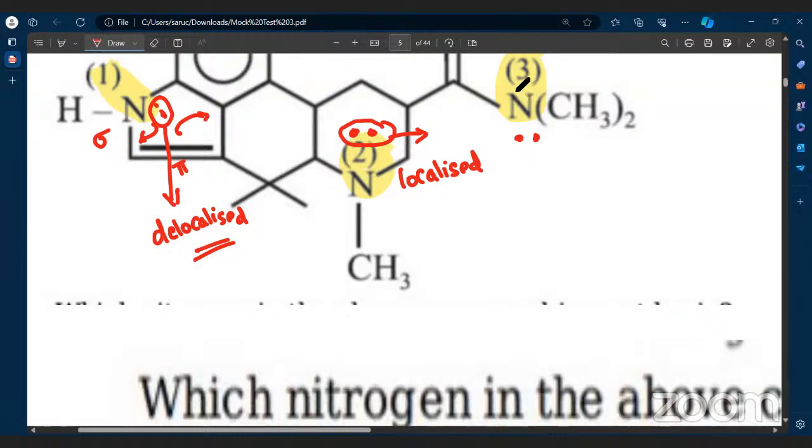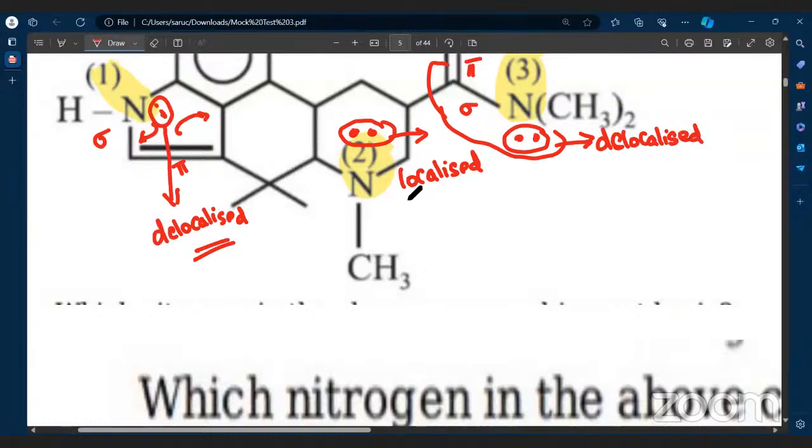Now moving to this one. Here you have a pi bond, here you have a sigma bond, and again you have a lone pair. So will it undergo resonance? The lone pair present on the third nitrogen atom, will it undergo resonance? Yes, it will, because you have conjugation over here. So this is also a delocalized lone pair.